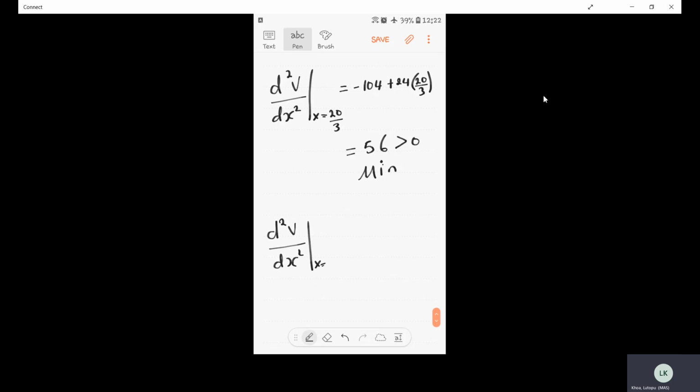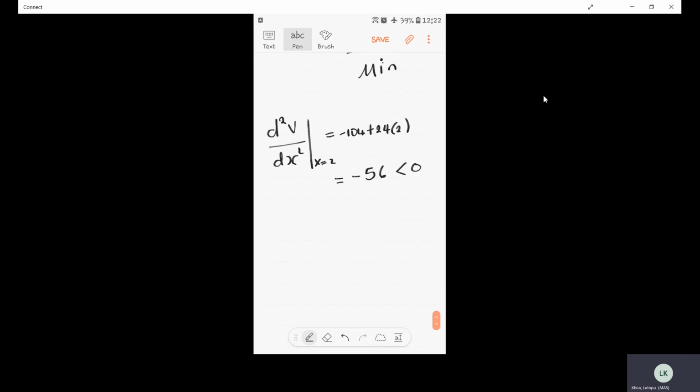So I substitute x is equal to 2, and I have negative 104 plus 24 times 2, and this gives me negative 56. Negative 56 is obviously less than 0, so this gives me my maximum volume, which is what I'm looking for. So here we can just note we will get a maximum volume when x is equal to 2.